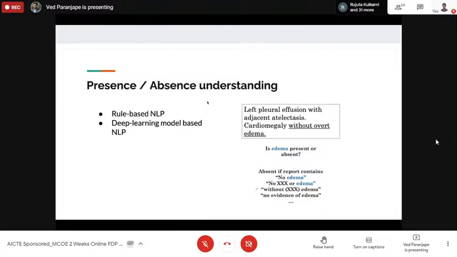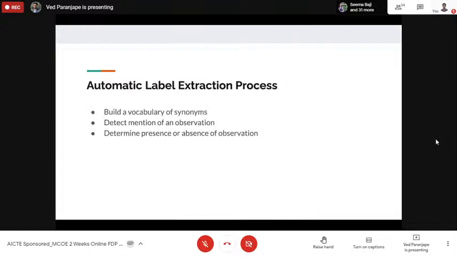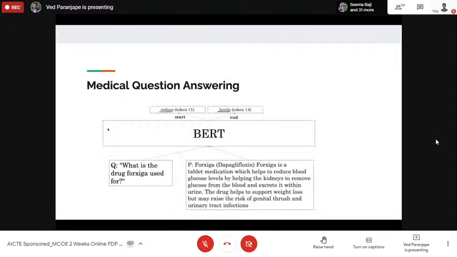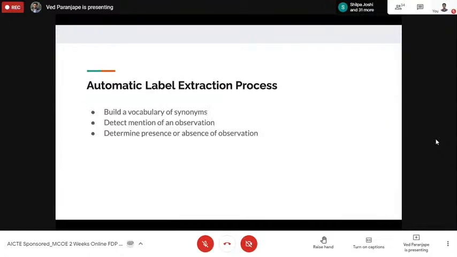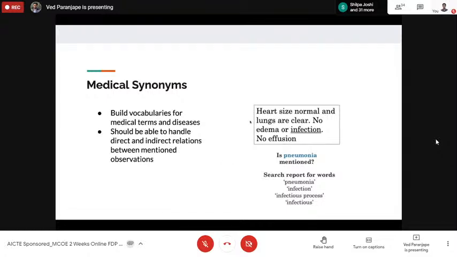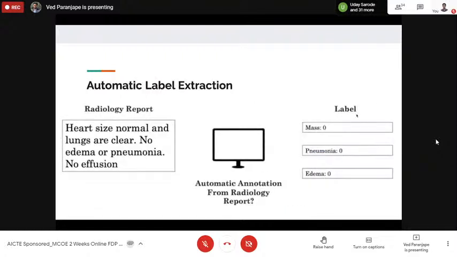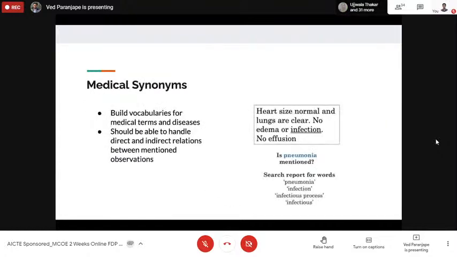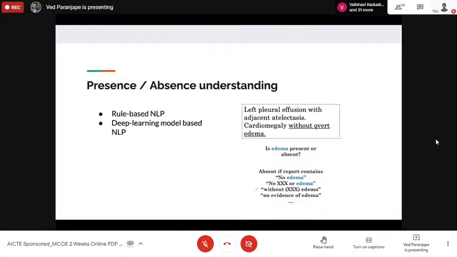The deep learning model-based NLP approach is what we saw in the BERT example. In that case, BERT or a similar natural language processing model is trained to automatically generate labels based on the given input report, generating observation labels that can be directly used for model training for disease detection. Okay, that's all I have.